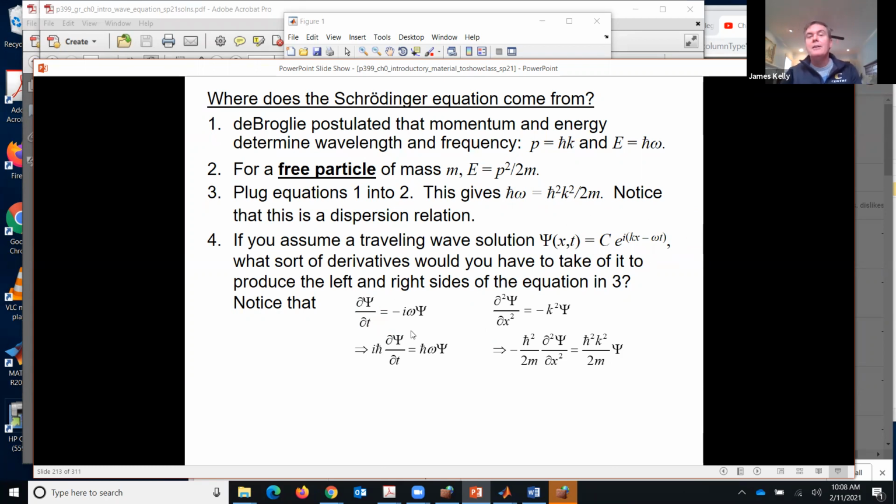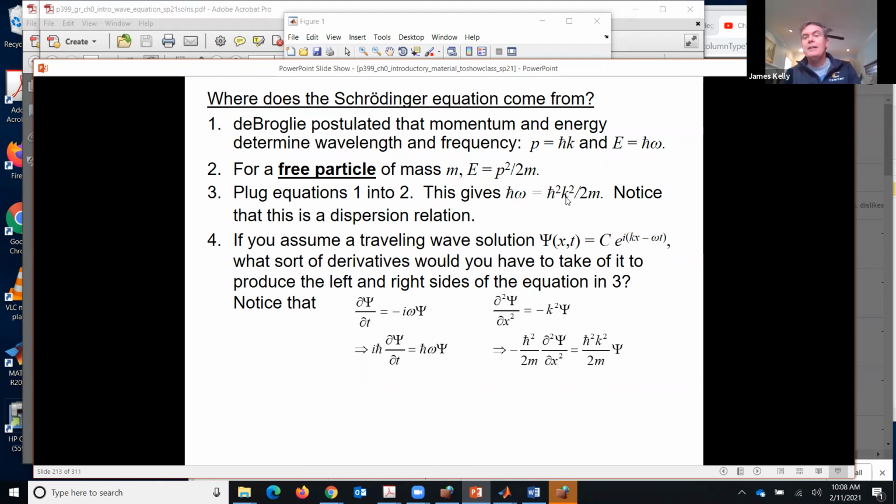And therefore, if I want to end up with an h bar omega on this side, I could divide both sides by minus i and multiply both sides by h bar. i h bar times d psi dt is h bar omega times psi. That's going to pull out the right thing. This combination of derivative and constants is going to pull out exactly what I want on the left-hand side for the dispersion relation.